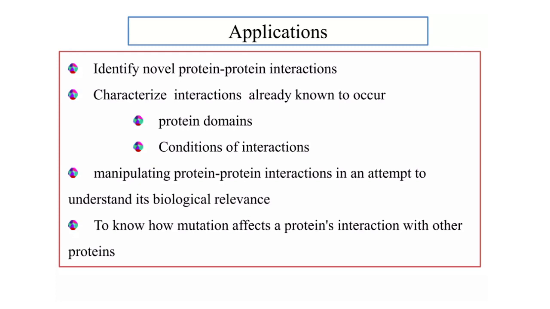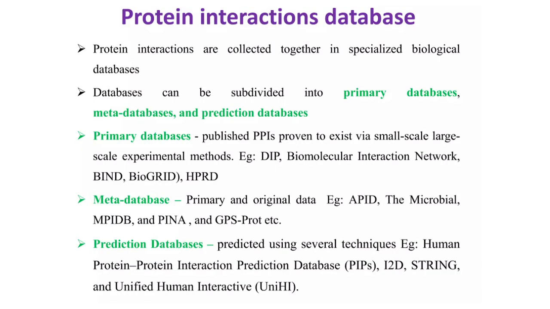And characterize interactions that are known to occur, say, between protein domains. Then you need to understand the conditions of the interaction, and you have to know how mutation affects a protein's interaction with other proteins. So you can perform mutations on the interface amino acids, which you can check are involved in your interaction. So you can mutate that and check.